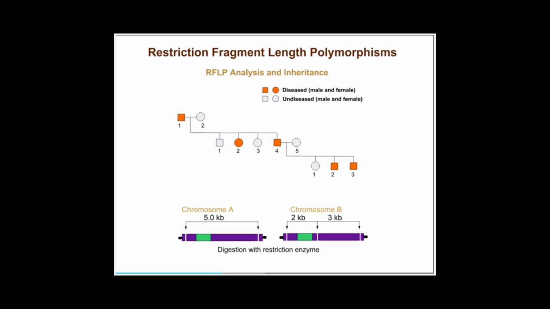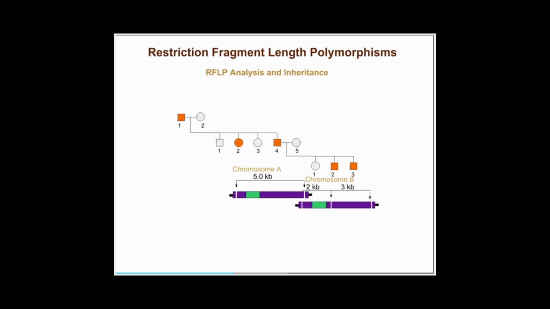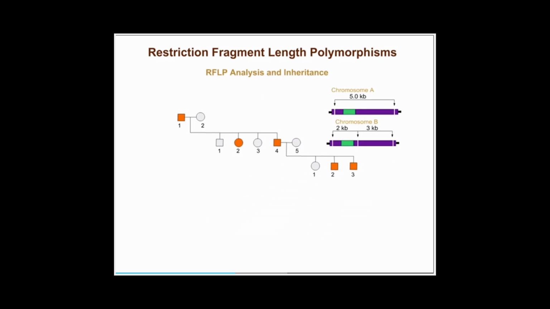Members of this family carry 2 alleles for a restriction site. The A allele has a 5.0 kb fragment when digested with the enzyme. The B allele is composed of 2 fragments, one of 2 kb and the other of 3 kb. In this experiment, genomic DNA from individual family members is digested with the restriction enzyme.